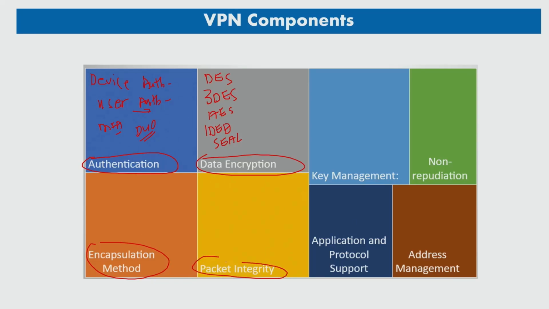So the next component is packet integrity. Some VPN implementations provide the option of performing packet integrity checking, also known as packet authentication. Now, a signature is attached to the packet during packet authentication. The signature is created by running the contents of the packet and a shared key through a hashing function, which results in a fixed output known as a digital signature.